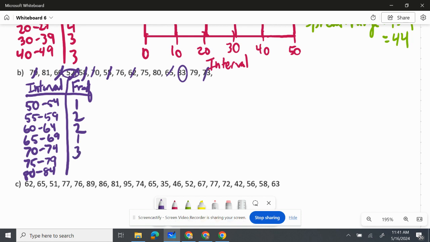And then I have 75 to 79, 1, 2, and 3. And then I have 80 to 84. So I have 3 also.